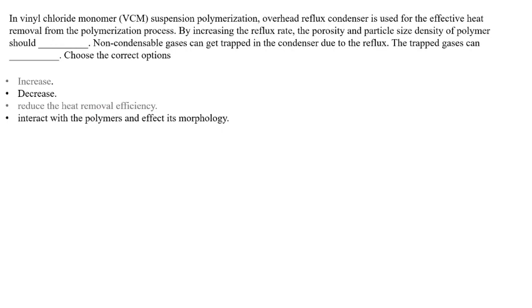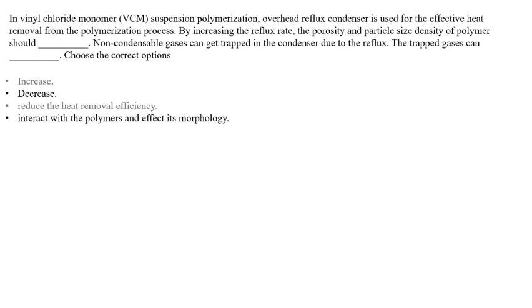So, during the vinyl chloride monomer suspension polymerization, the overhead reflux condenser is used for removal of the heat. Removal of the heat is the main purpose of the overhead reflux condenser. Increase in reflux rate will result in high purity.